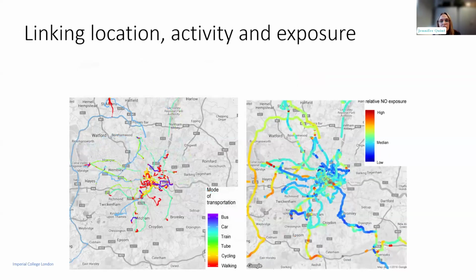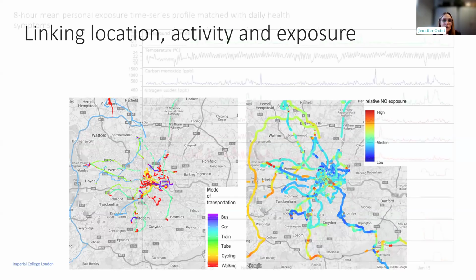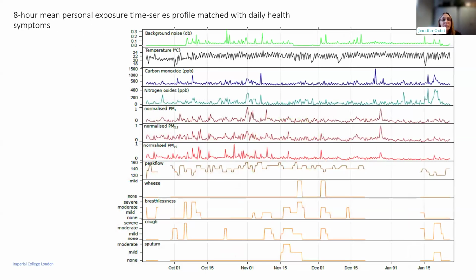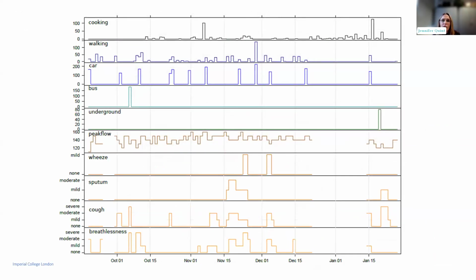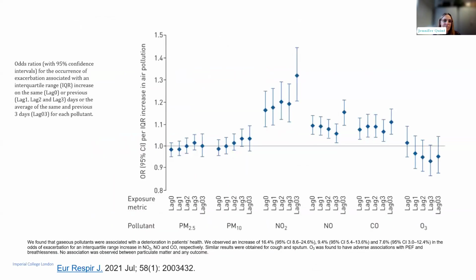And you can see we were able to link, I say we, but it was Dimitri and others in Ben's team and the team at Cambridge who were able to do this in a much more clever way than I ever could, to link the location, activity and exposure information all together. This just gives you a snapshot of the 8-hour personal exposure time series, how we mapped that exposure relative to symptoms. And then again, how we were able to overlay that and map that with various different modes of transportation.